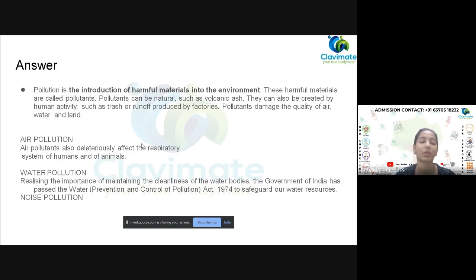The third one is noise pollution. When we talk about noise pollution, we mainly talk about motor vehicles. Whenever there's a traffic jam, or an event going on with those big speakers, it can harm your ears and your eardrums. So these are some of the pollution types.